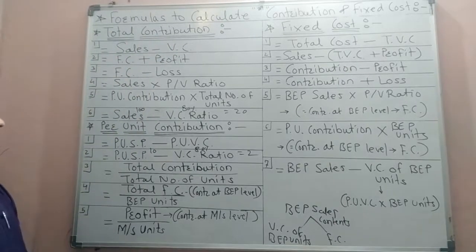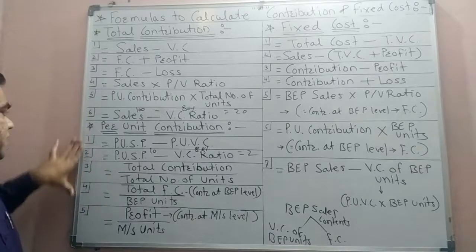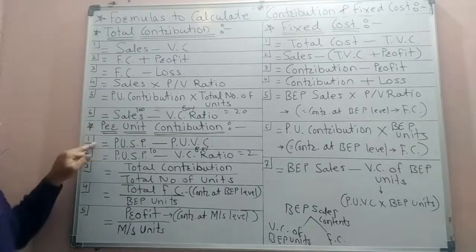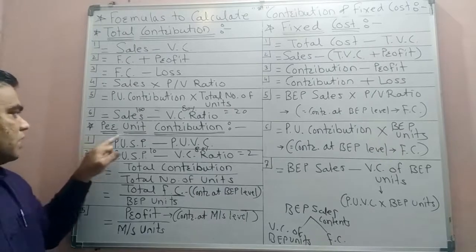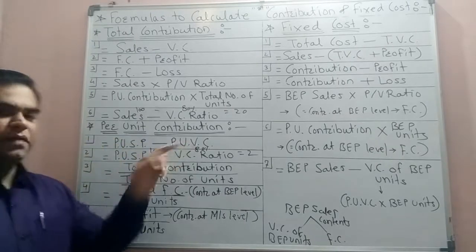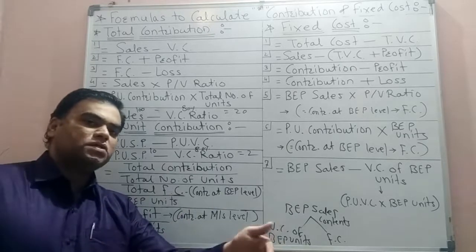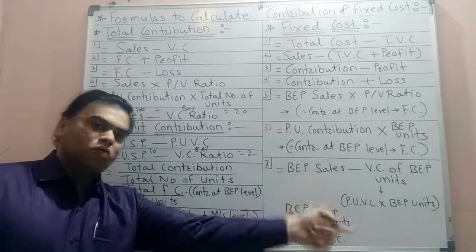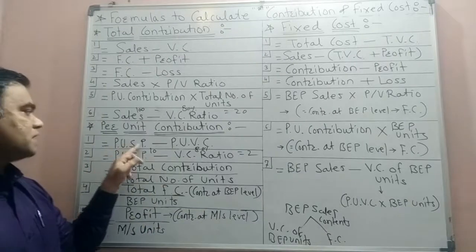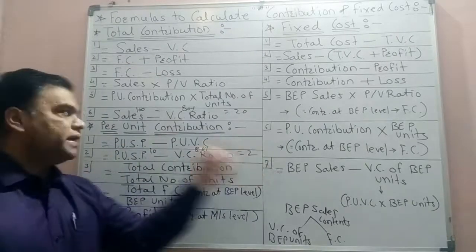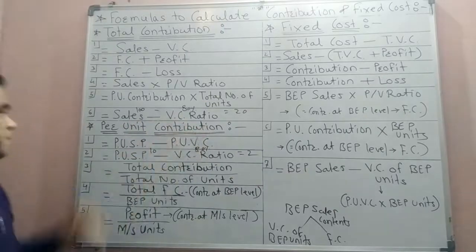Now we are going to discuss formulas available to calculate per unit contribution. So for per unit contribution, the first formula is per unit selling price less per unit variable cost. As we know, sales less variable cost is equal to contribution. In that way, per unit selling price less per unit variable cost is equal to per unit contribution.